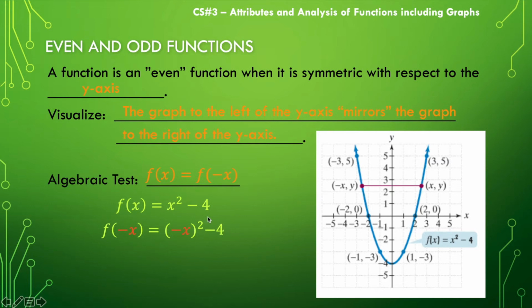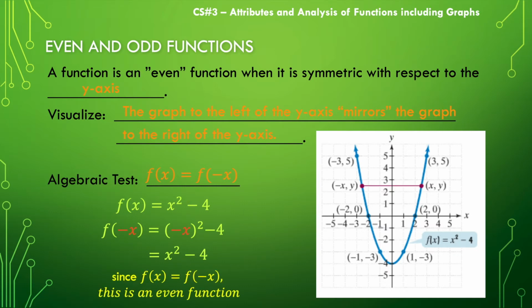Now I'm going to simplify this. What is negative x squared? Well, that's negative x times negative x, but that negative times the negative gives me positive x squared. So f of negative x is x squared minus 4, which is the same as f of x. Since they are equal, this is an even function. And of course, that is what we expected because this is the equation of the function that we examined.